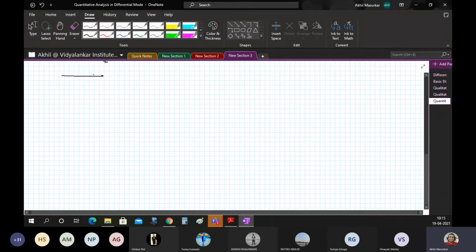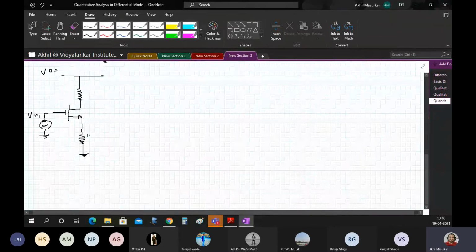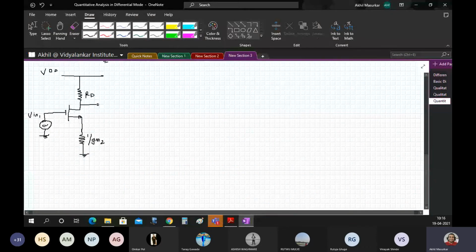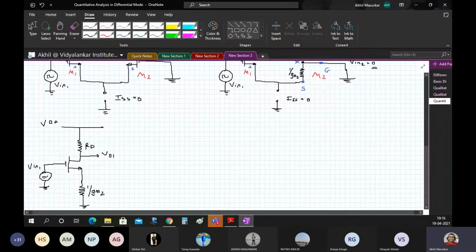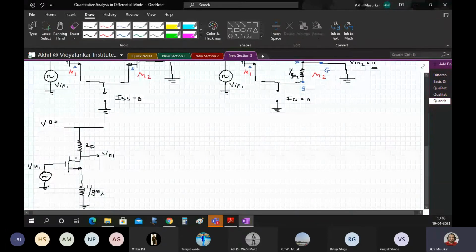We have VDD, then we have RD, then we have M1. This is connected to Vin1, and here we have 1 by GM2. This is nothing but RD, and here we have Vo1. So we have Vin1 and we have Vo1, and on the other side of GM2 there is point X, which is as good as connected to ground. So I am taking the help of the T model of the MOSFET to understand this concept: drain, source and gate.